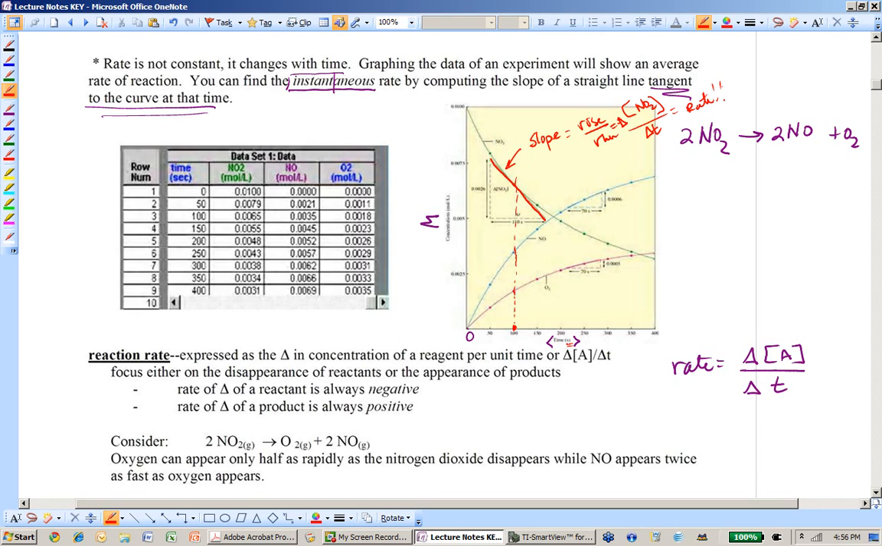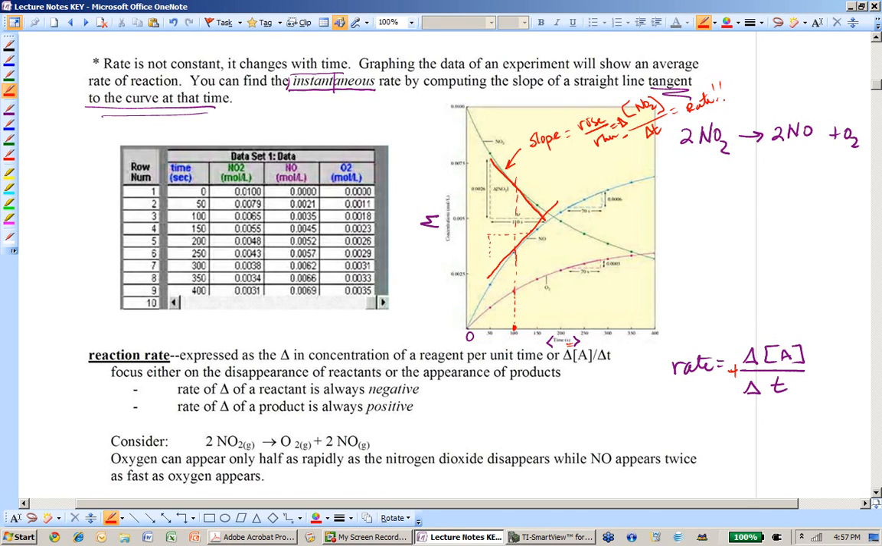Don't overcomplicate that concept. Slope is equal to rate. Notice that it has a negative on it, hence the reason we put the negative sign on this expression. So if we're talking about NO2, it would have a negative. If we're talking about one of the others, you're about to see why they would have a positive. Do the same song, second verse. Draw the line tangent to that curve.